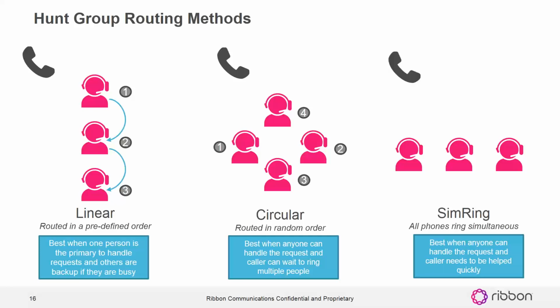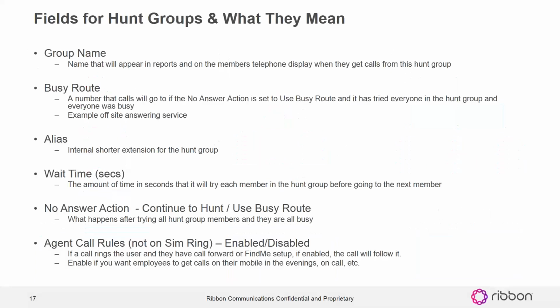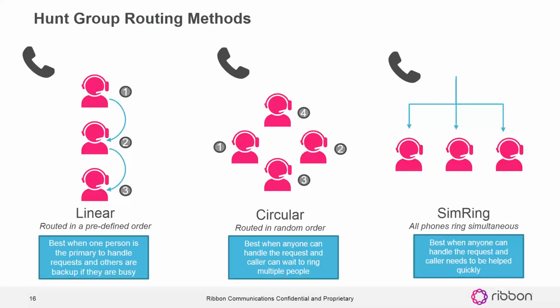And then the last one is sim ring, and this is going to ring everybody at the same time. And this is best when, again, everybody can handle it, but it's only going to ring those that are not already on the phone. So if they're busy, then it won't ring them. And if the end customer can't afford to wait that long, can't afford to ring all 5, 10 people in order to find somebody.